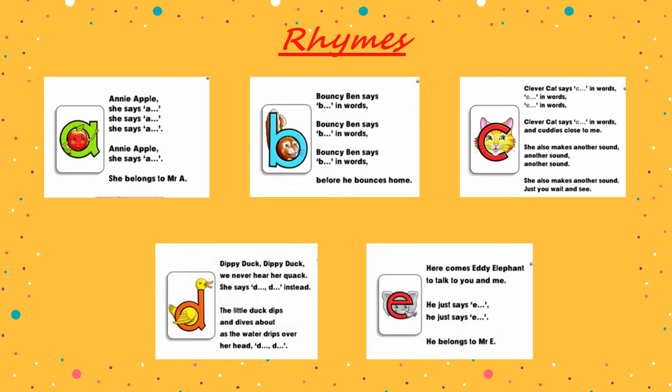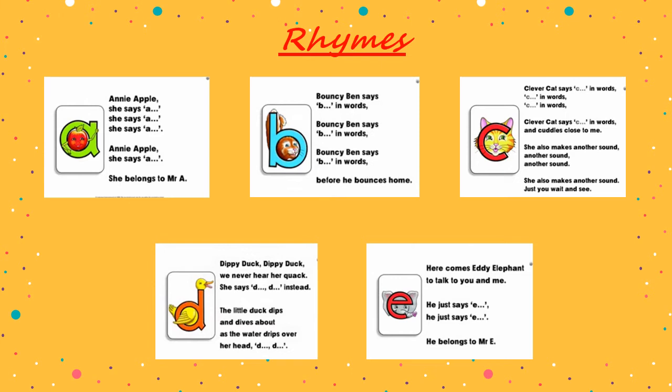I will first sing, and you, if you know and remember the rhyme, you can sing along with me. Okay? Dippy duck, we never hear a quack. She says duck, duck instead. The little duck dips and dives about, and the water drips over her head. Yay! Now, the next rhyme is of letter E.